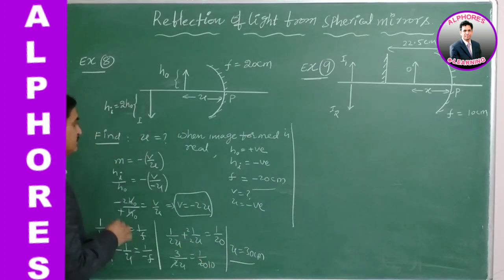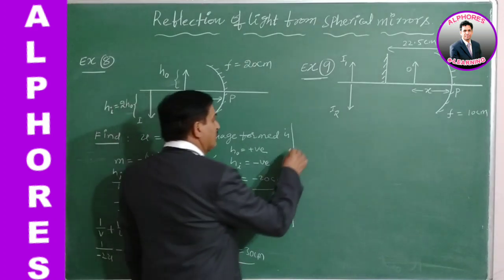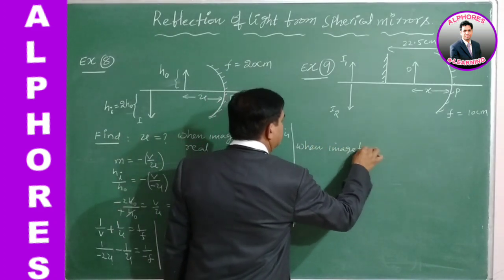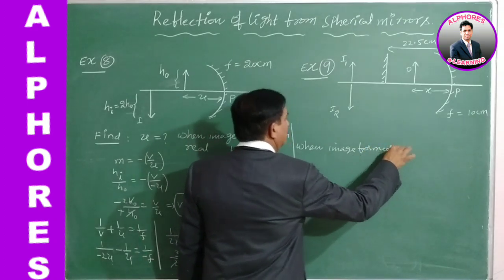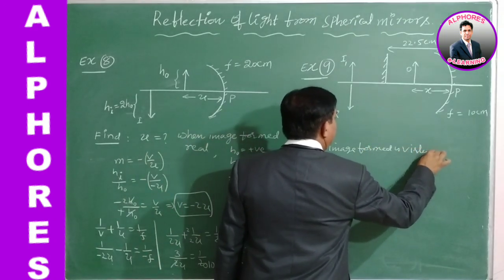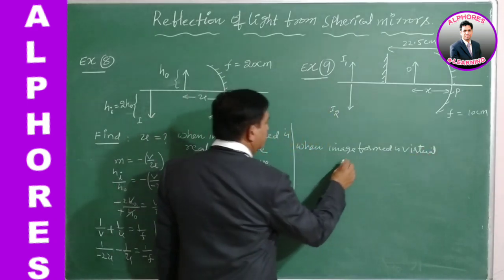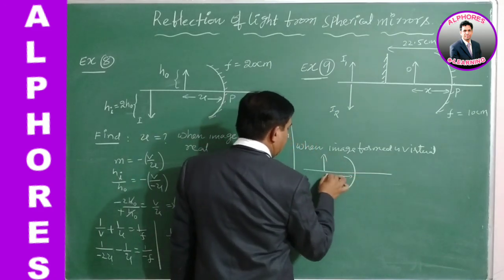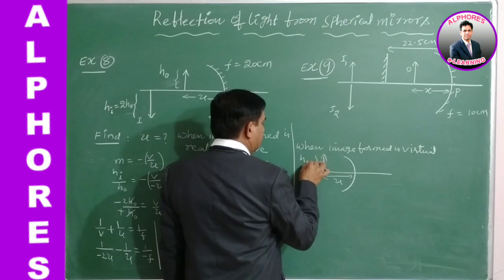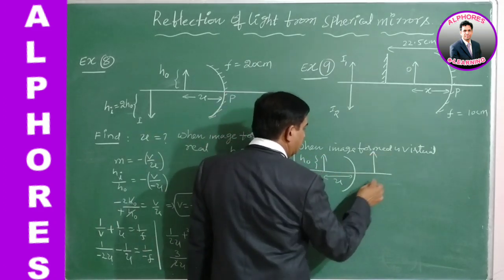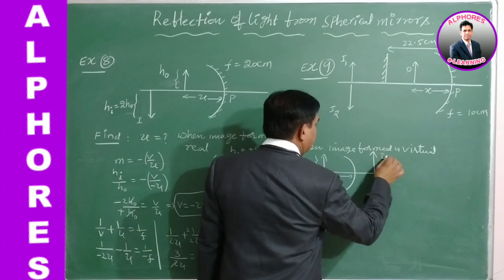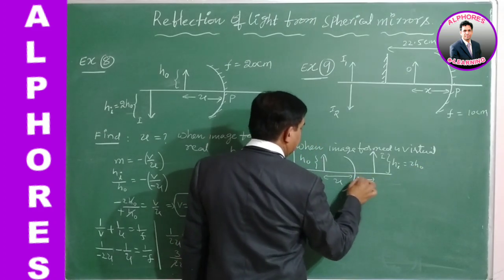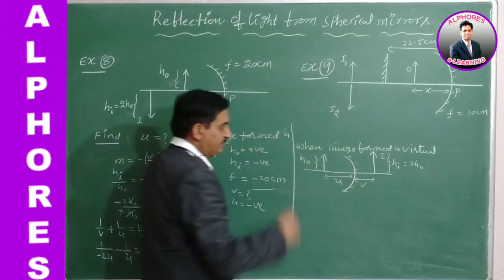Another case is when the image formed is a virtual image. In such a case, what happens here? This is a concave mirror. This is the object at distance u with height h naught, and the corresponding image is formed over here. This is the image, and its size is 2 h naught. Of course, this is the image distance, and this is the virtual image formed.